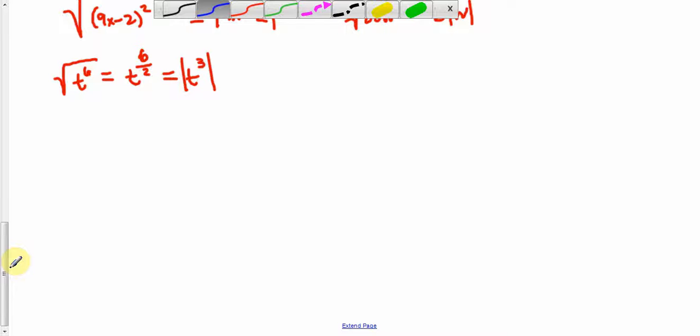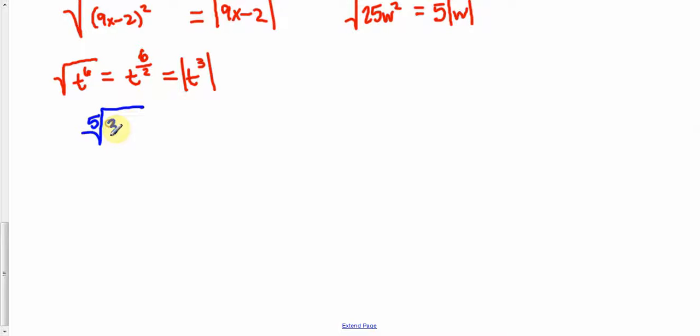The 5th root of 32a to the 15th. The 5th root of 32a to the 15th power. Now you're just going to take the 5th root of each part. So what's the 5th root of 32? Use your calculator. What's the 5th root of 32? What number times itself 5 times makes 32? 2.